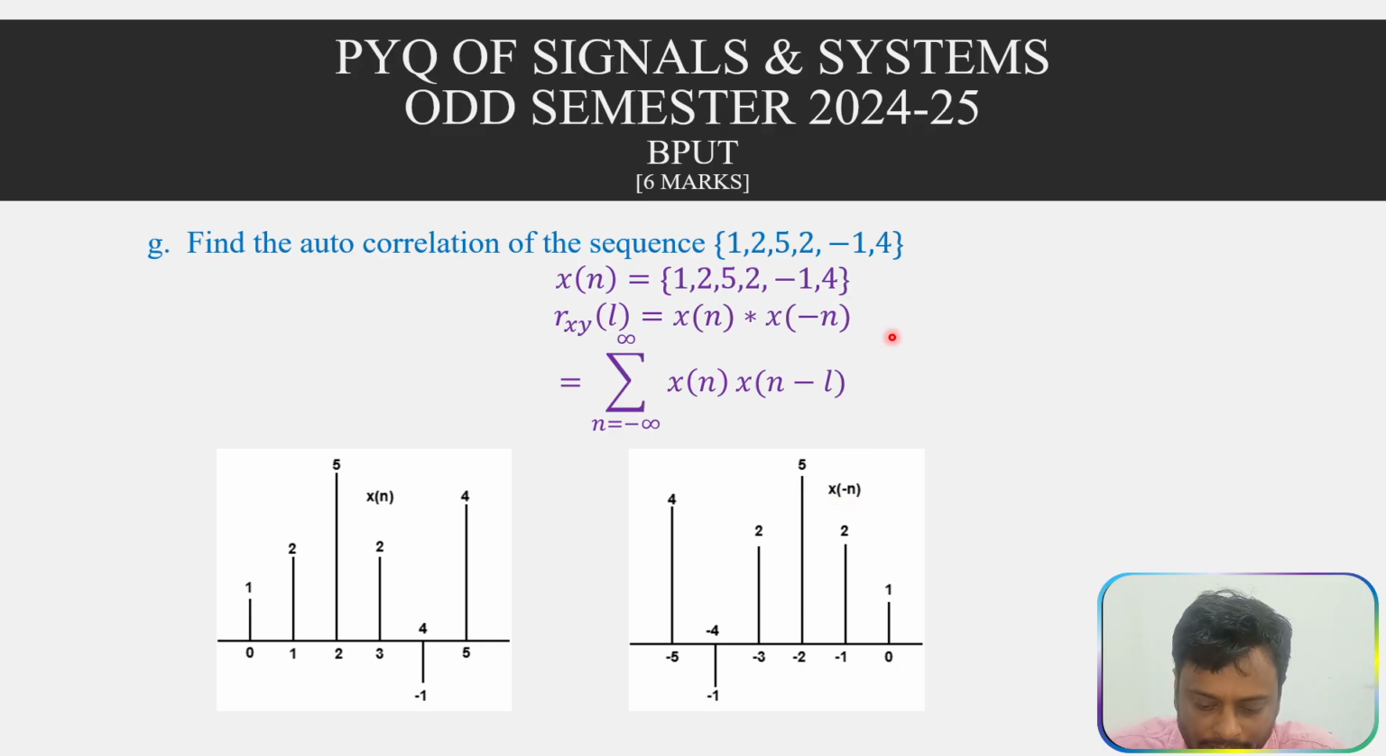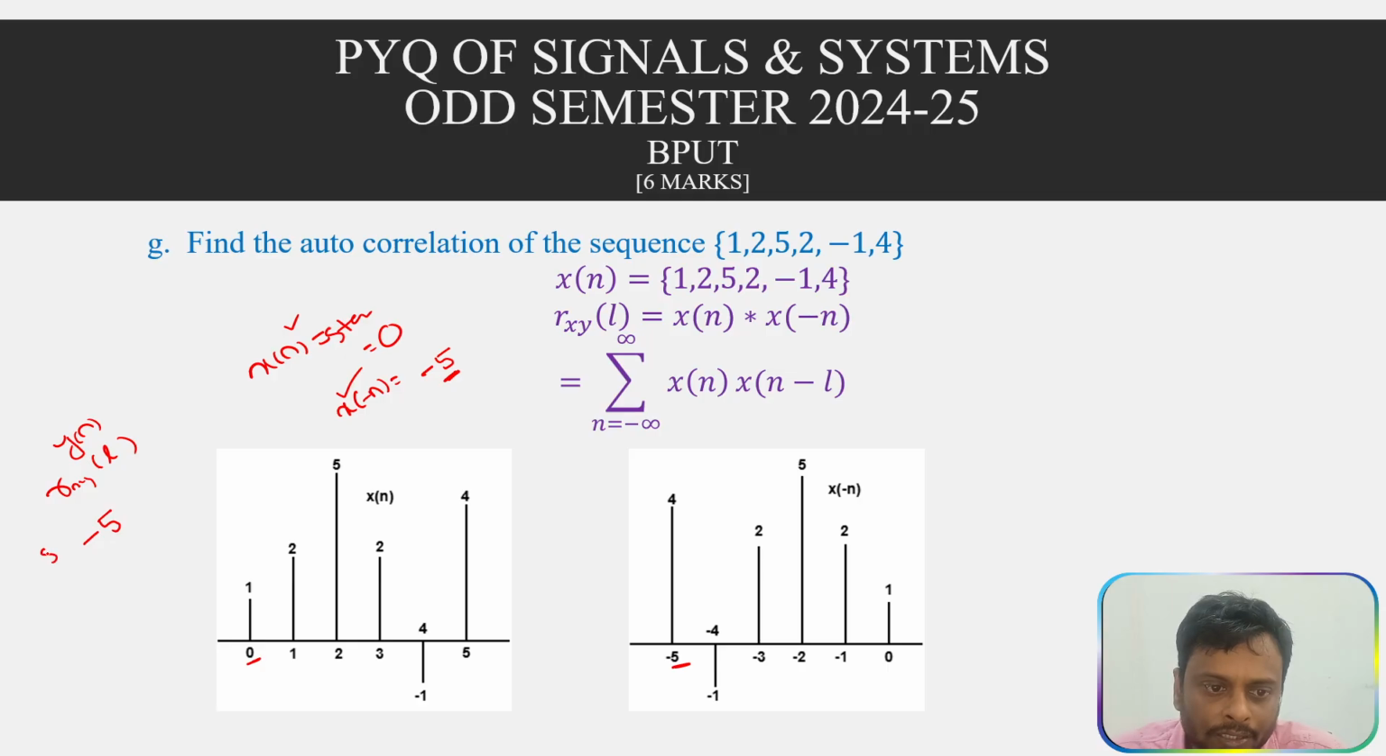So you can see the starting point actually. What is the starting point of x of n? The starting point is 0. It is starting from 0. So for x of minus n, what is the starting point? The starting point you can see is minus 5. Okay. So the starting point of the output, that is y of n or r of x, y, l, what will it be? Lowest between these two. So it will start from minus 5. Okay, this is the starting point.